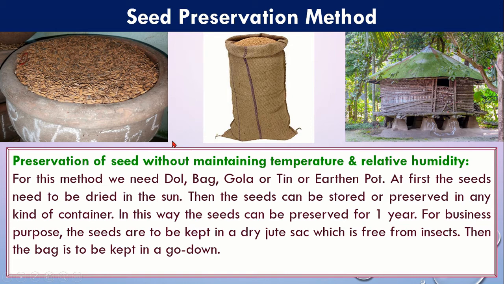For this method we need a dole. This is called a dole, a bag, or gala. Okay, so you can preserve these seeds for about 1 year without maintaining the temperature and relative humidity.